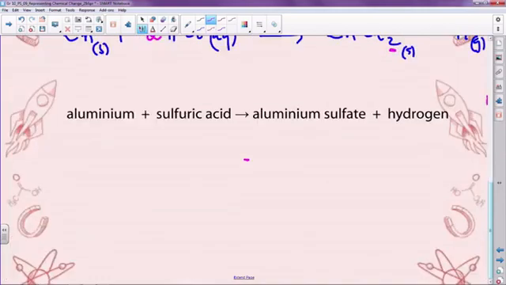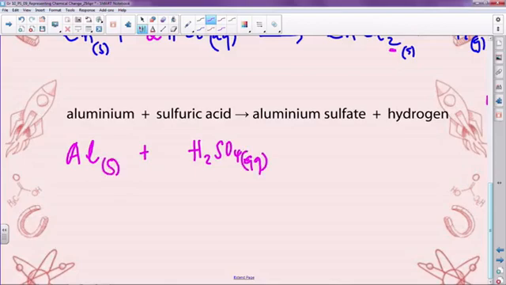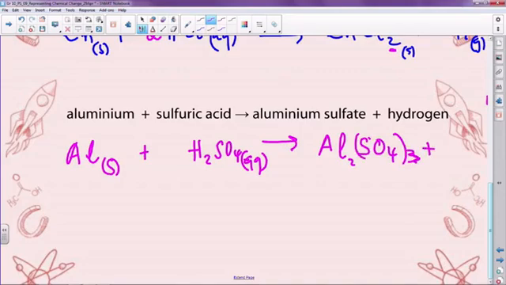Now the last equation is between aluminium, which reacts with sulfuric acid, H2SO4, which is an aqueous solution. Aluminium is a solid. To give us aluminium sulfate. Aluminium sulfate is Al2(SO4)3. Aluminium is 3+, sulfate is 2-, so it's SO4 with a 3. That's aluminium sulfate, plus hydrogen gas. This is a gas, and the sulfate is an aqueous solution.